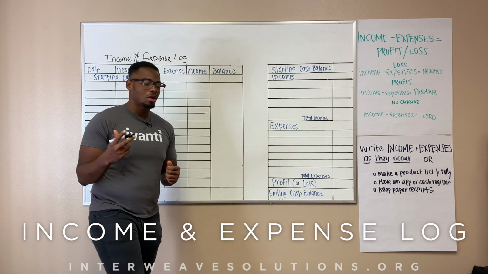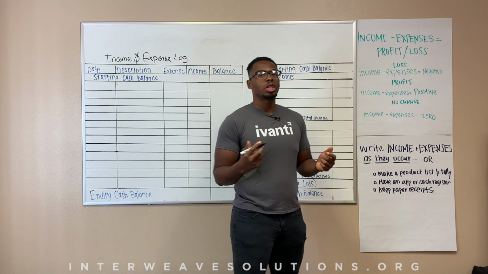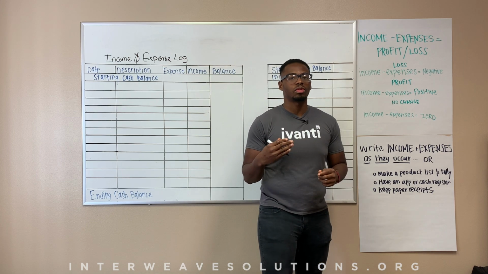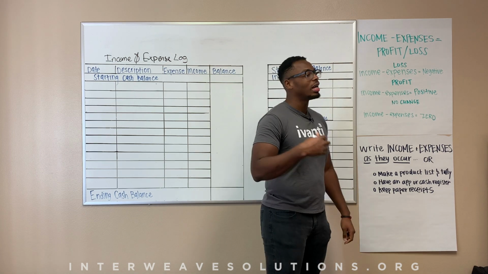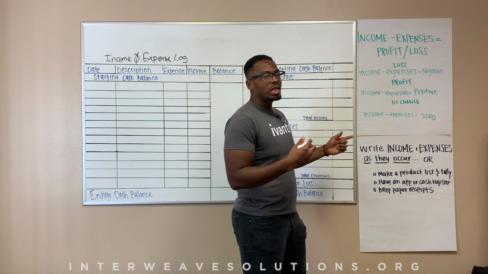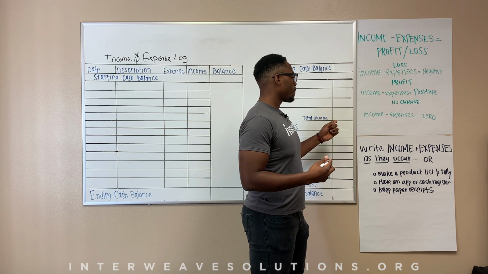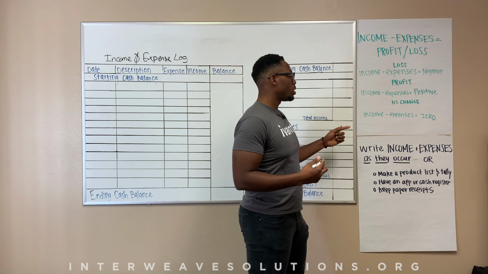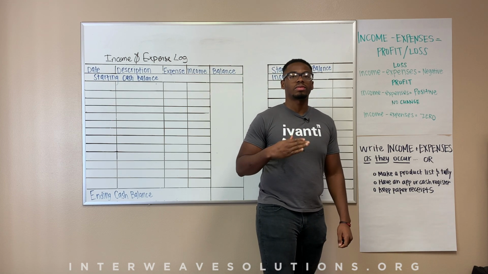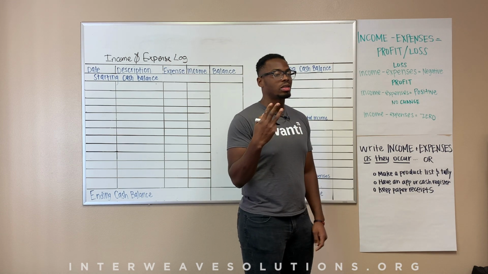Before I kick off, I just want to touch on a few things. As a business owner, you want to keep track of the inputs and outputs of your business. The inputs being the income, and the outputs being the expenses. And we want to keep track of them as they occur. Or if that's not possible and you have a fast paced business, we want to do either of these three things.